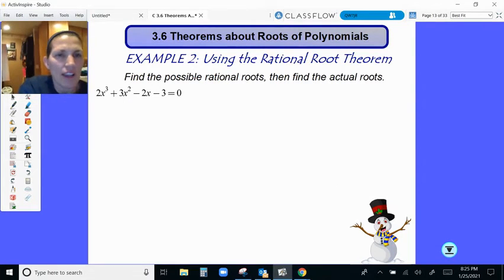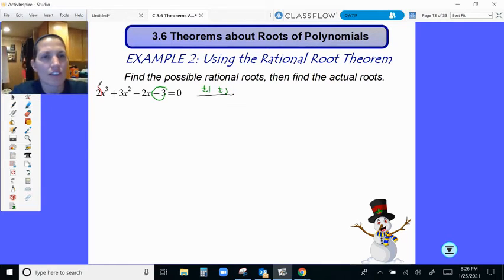Okay, so for this one, we have a coefficient this time, right? So we're going to need to look at our factors of negative 3 right here, which is going to be positive and negative 1, positive and negative 3, all over right here. And we're going to look at our factors of 2. So positive and negative 1, positive and negative 2. That's going to leave us with our combinations, which are going to be positive and negative 1, positive and negative 3, and then positive and negative 1/2, and then positive and negative 3/2.